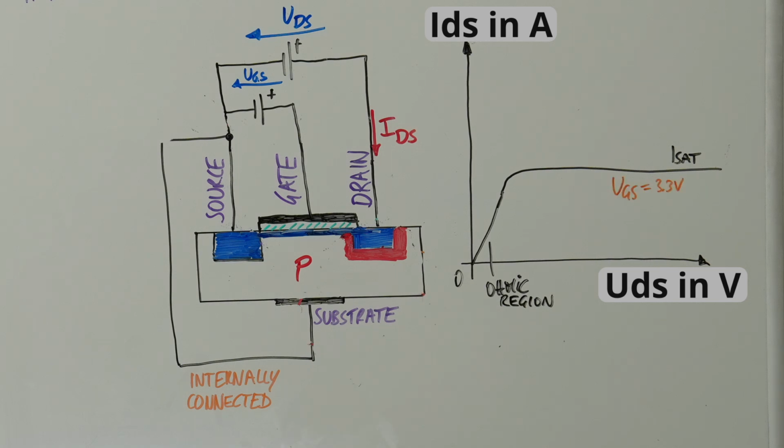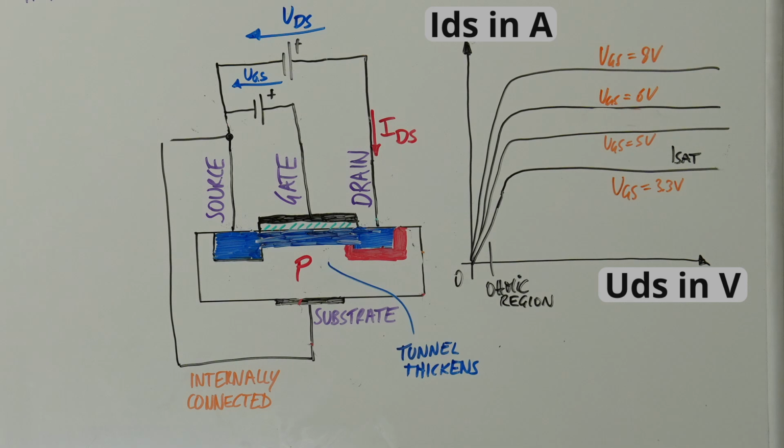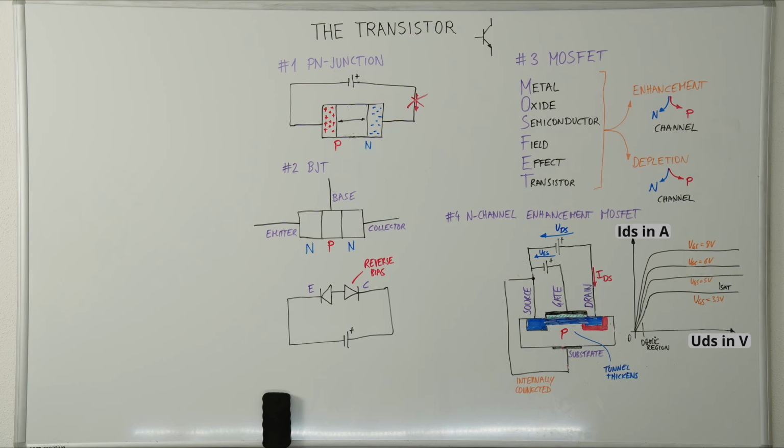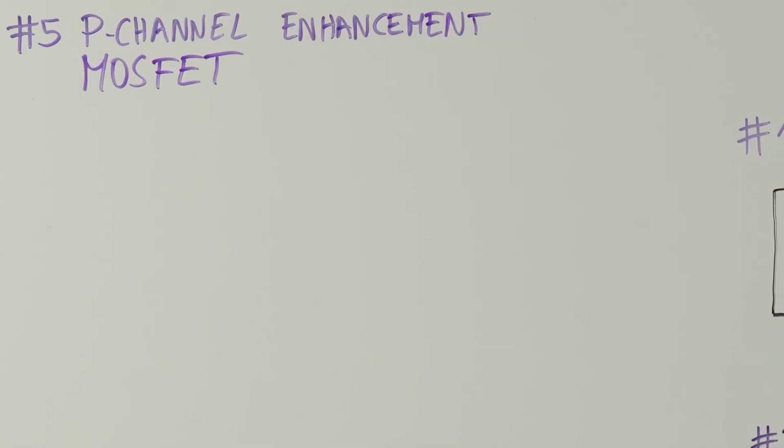However, by increasing the gate voltage, the tunnel becomes wider. Therefore, we can entirely control the drain source current by the voltage we apply to the gate. This characteristic makes the MOSFET ultra useful and gives it another name, a so-called voltage controlling device. The P-channel enhancement type MOSFET operates similarly to the N-channel but with reverse polarities.